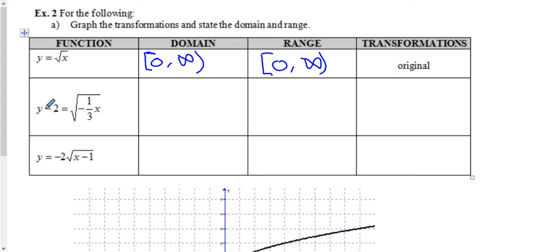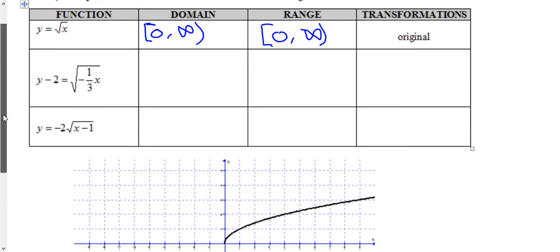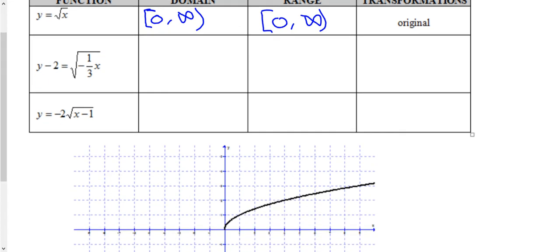So first off, I see this y minus 2. I definitely don't like how that's set up. I'm going to move that minus 2 to the other side. So I have a new equation of y equals the radical symbol, negative 1/3 x inside the radical, and all of that is going to be added by 2, plus 2 at the end there.